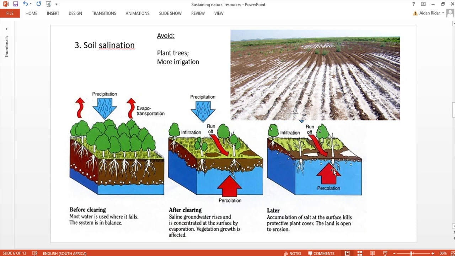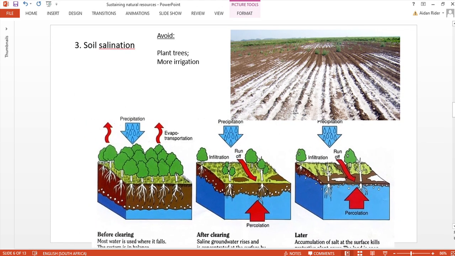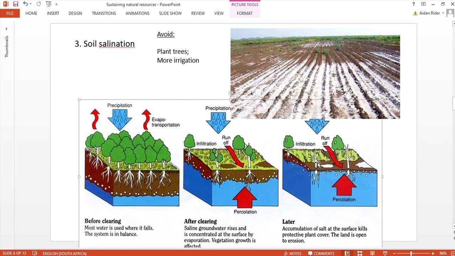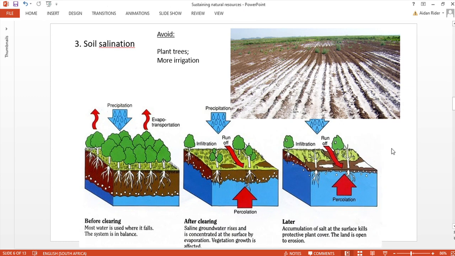And as soon as it rises and reaches the top part of the soil, it becomes waterlogged. And too much water means there's less oxygen, which means that the vegetation struggles to grow there.